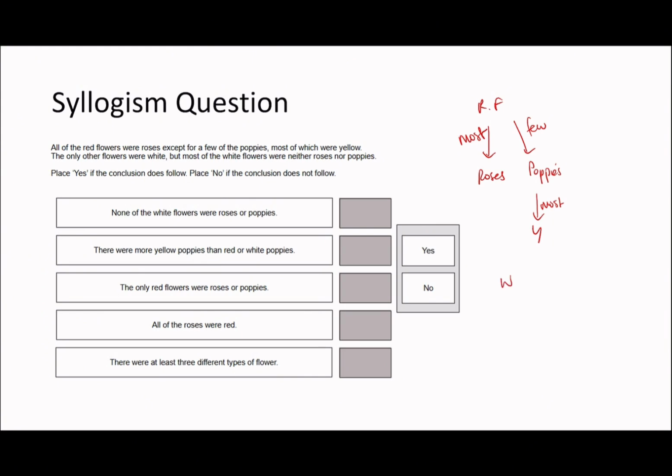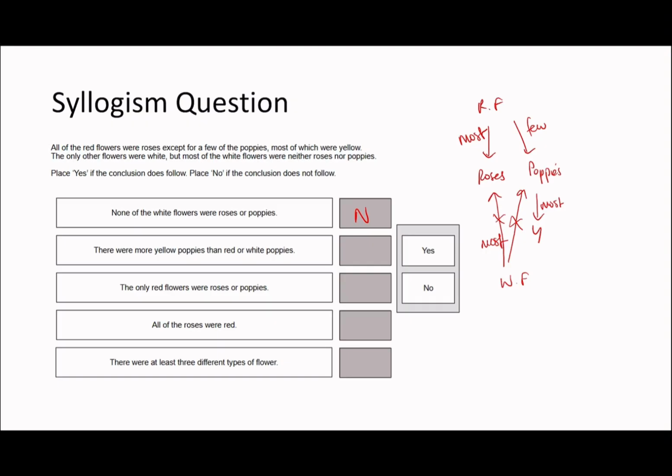The only other flowers were white, but most of the white flowers were neither roses nor poppies. Okay, so you've got white flowers, and it says most. I'm going to put, this is a weird one. So most were not those. So this is not my greatest arrow, I'll be honest, but I think this is probably the best way to do something like this. Okay, so none of the white flowers were roses or poppies. I would say this is wrong because we can create a hypothetical where you could have a white flower that is a rose or a poppy, because it says most of them weren't roses or poppies. Do you see? Okay.